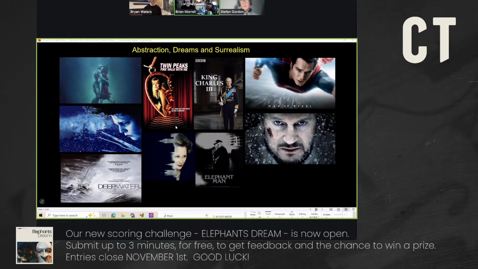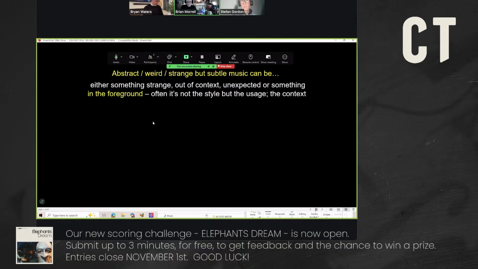And the one we're going to start with, like Brian said, is dreams, abstraction, dreams and surrealism, which are incredibly weird and broad areas of study. So it's quite difficult to sling it into a nutshell, but basically we're going to try and do some usual tropes and some ideas about what you might do.